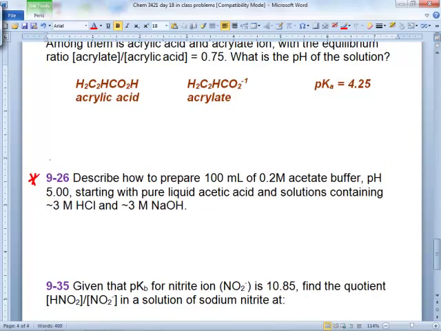Describe how to prepare 100 mils. Now, I think in your notes you don't have 0.2 molar, right? 0.2 molar acetate buffer, pH 5, starting with pure liquid acetic acid, and solutions containing 3 molar HCl and 3 molar NaOH. Describe how to prepare.